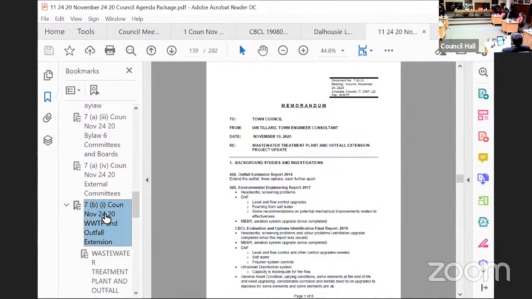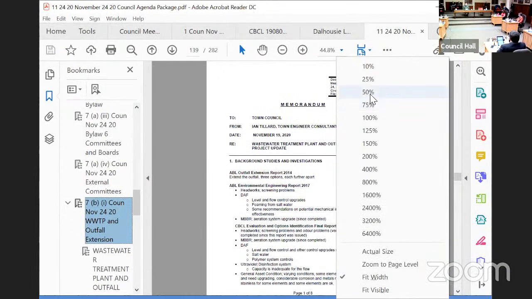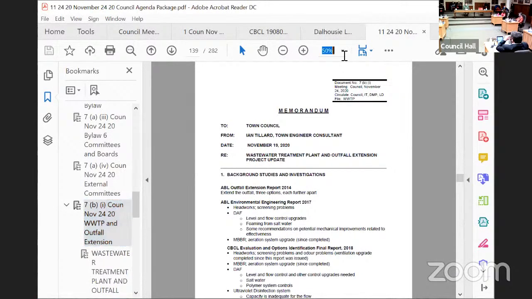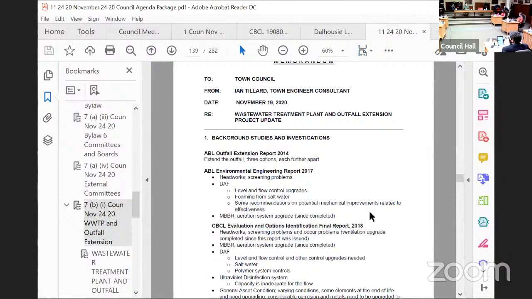What I did was created a report that essentially is an overview of how we got to where we are today. So I don't know how much detail I should go through in this, but given 10 minutes, I'm just going to basically hit the highlights. So going back some years now, when looking back through all the studies that had been done, when I got here, started off with an outfall extension report from an engineering company, ABL. They did an assessment of the plant in 2017, looking at various items within the plant.